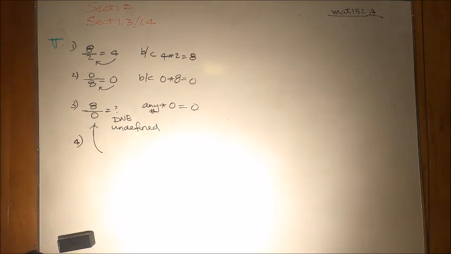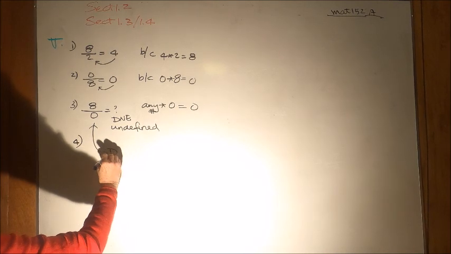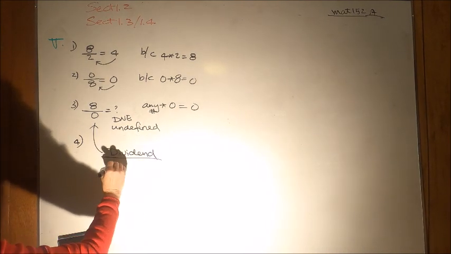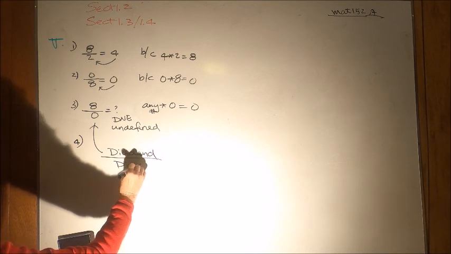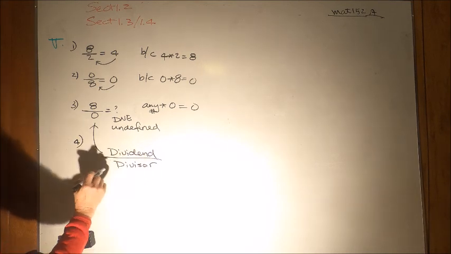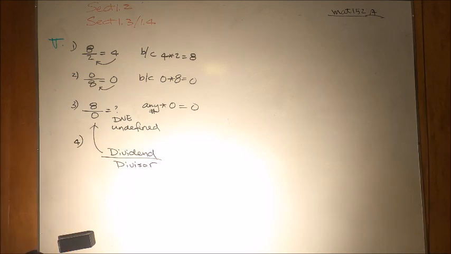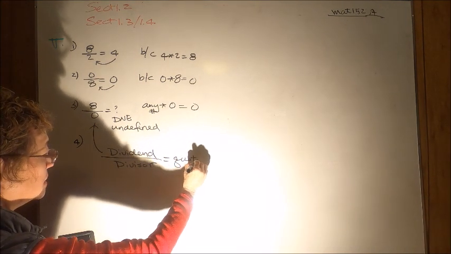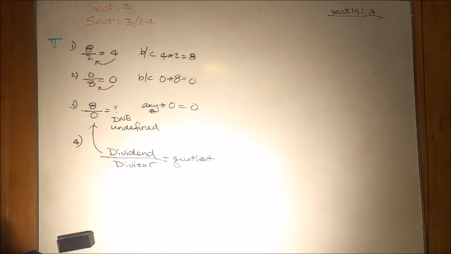A denominator. We say the top one is the dividend, right? The thing to be split. The bottom one is what? Divisor. The thing doing the dividing. Then the result of the division we'll call what? Quotient, right?